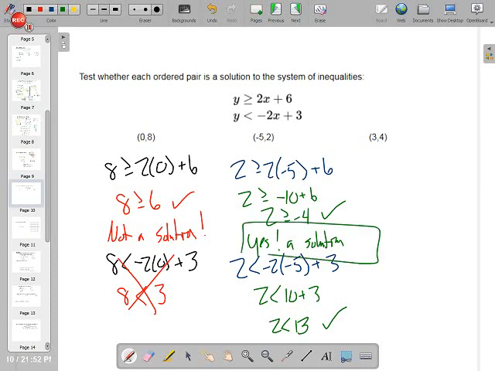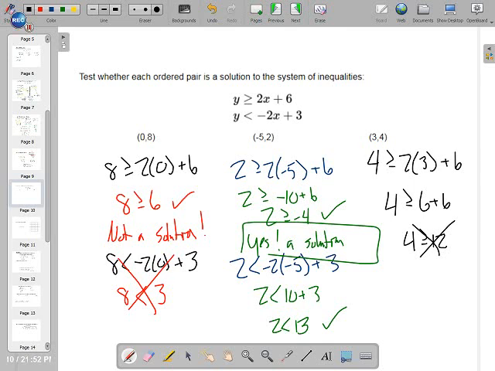That means that if I were to graph it, it would be in the overlap between these two inequalities. Or algebraically, as we've seen, it satisfies both equations. One more. Is 4 greater than or equal to 2 times 3 plus 6? Is 4 greater than or equal to 6 plus 6? Is 4 greater than or equal to 12?